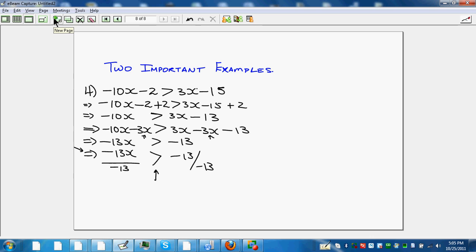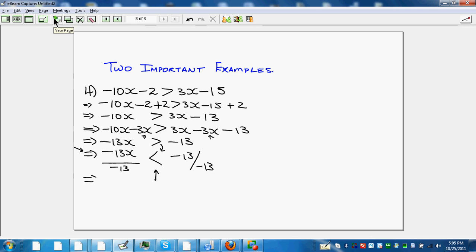What we do instead of having the greater than sign, we have to switch the sign at this point, so it now becomes a less than sign. That's what makes this an important example. Because whenever we have to multiply or divide on both sides, as in this case of the equation, or the inequation, sorry, then we have to switch the sign. So here we switch the sign from greater than to less than. And that's what makes it different.